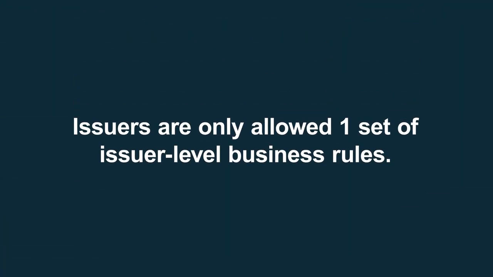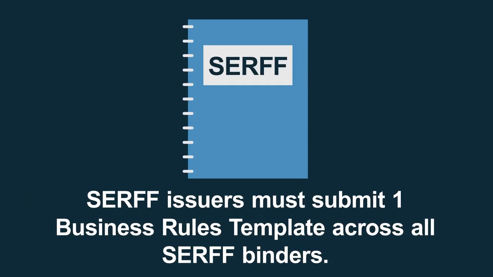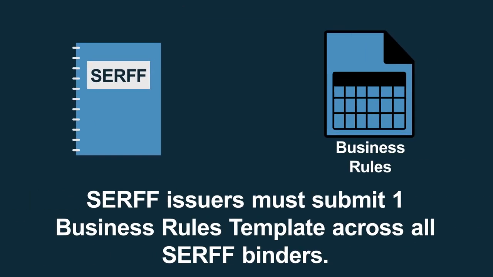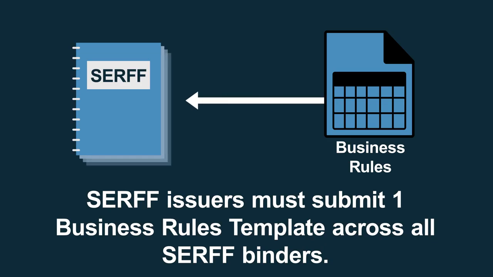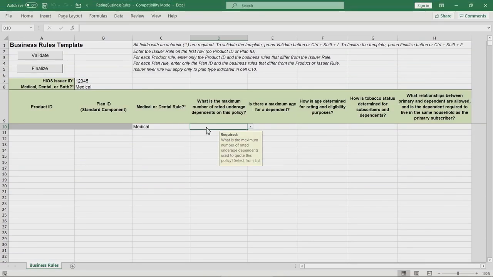Issuers submitting in HIOS and the System for Electronic Rates and Forms Filing, or SIRF, are only allowed one set of issuer-level business rules. Note that issuers submitting in SIRF must submit one Business Rules template across all SIRF binders. This template must contain all business rules associated with all plan IDs being submitted for QHP certification. This requirement prevents the data from an issuer's submitted business rules from being overwritten at the issuer, product, and plan levels. The remaining fields in the first row are required.